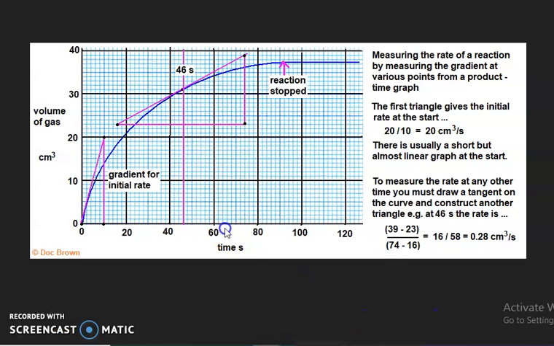To explain a bit more clearly, when we look at the initial rate on a graph, I told you we have to draw a triangle and divide the vertical axis by the horizontal axis. So here it is 20 divided by 10, 20 on the vertical axis and 10 on the horizontal axis. So the rate of reaction is the amount of volume divided by time, or amount of mass divided by time. If it is mass, it is gram divided by second. If it is volume, it is centimeter cube divided by second.